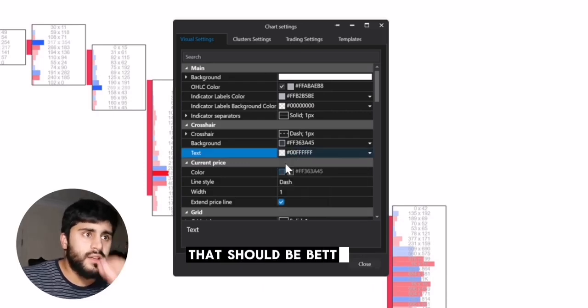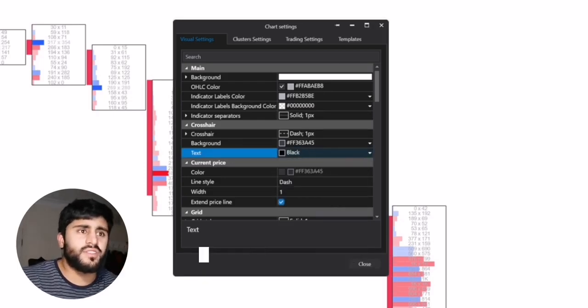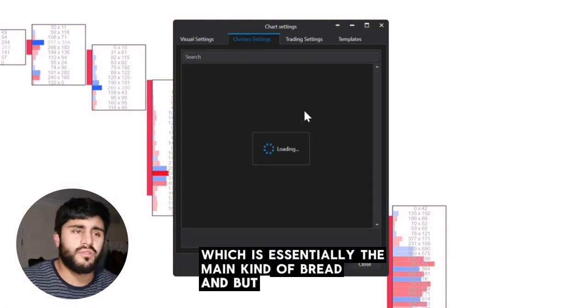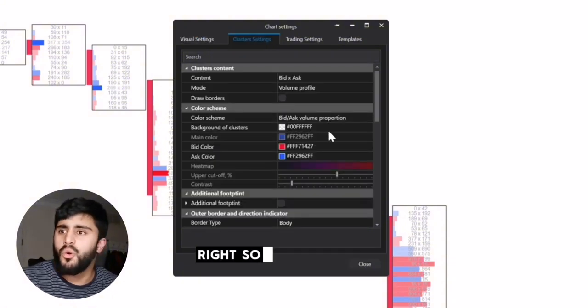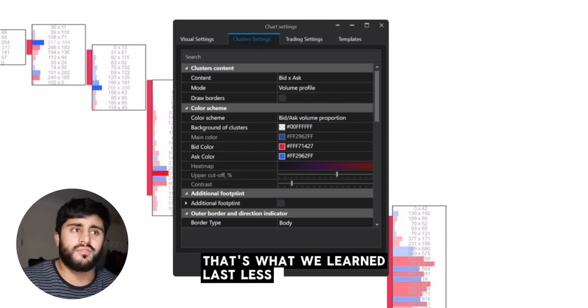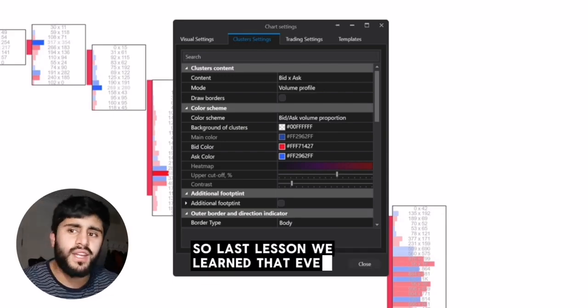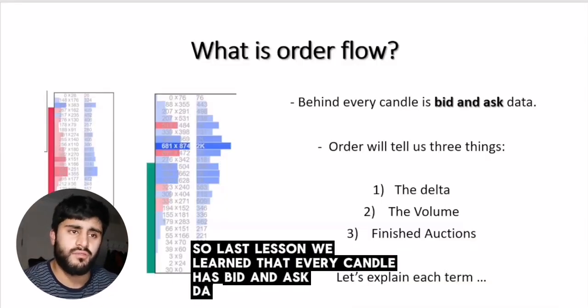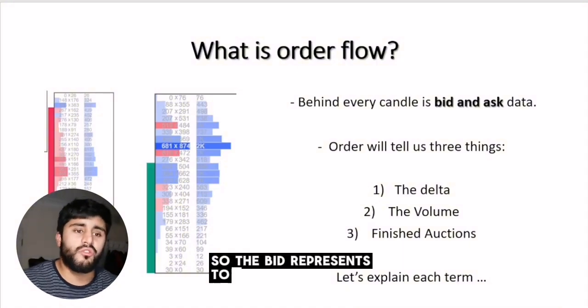That should be better. So now we go over to the cluster setting, which is essentially the main bread and butter of order flow. Order flow gives us the bid and ask data. That's what we learned last lesson. Last lesson we learned that every candle has bid and ask data. The bid represents aggressive selling.